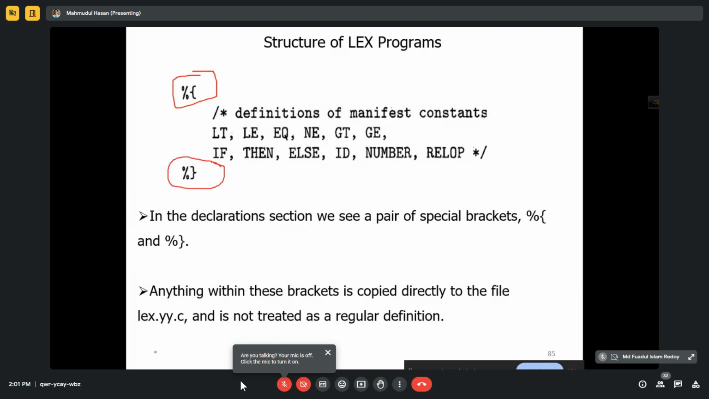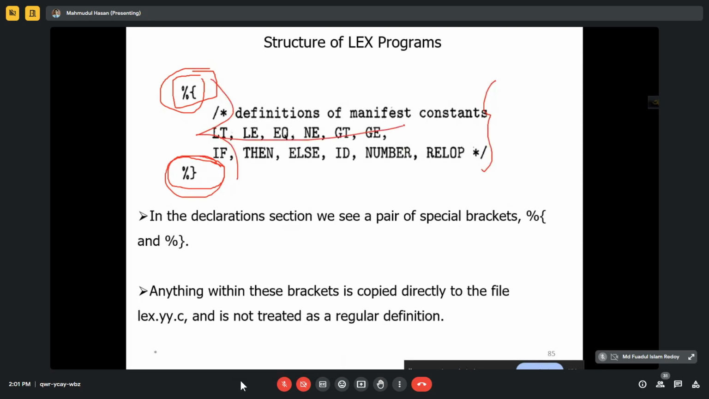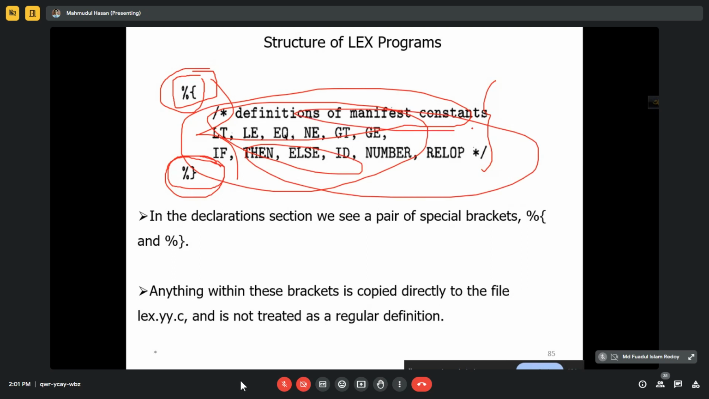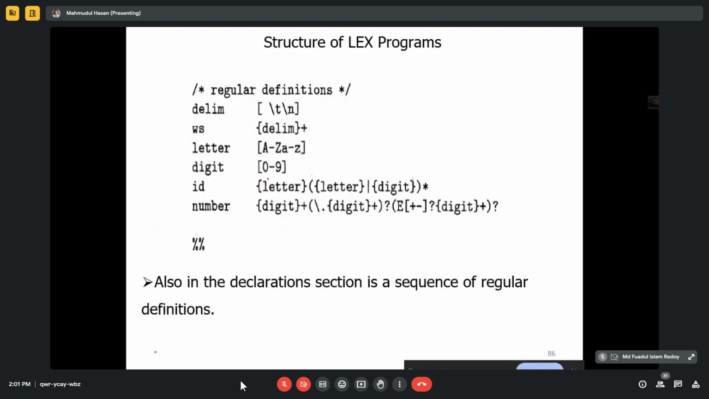So this declaration part is bounded with this symbol. That means this symbol is used to bound the declaration. This part contains declarations, and both symbols are used to bound it. Suppose we use curly brackets in C; in the same way those symbols are used to bound the declaration section. Got it?